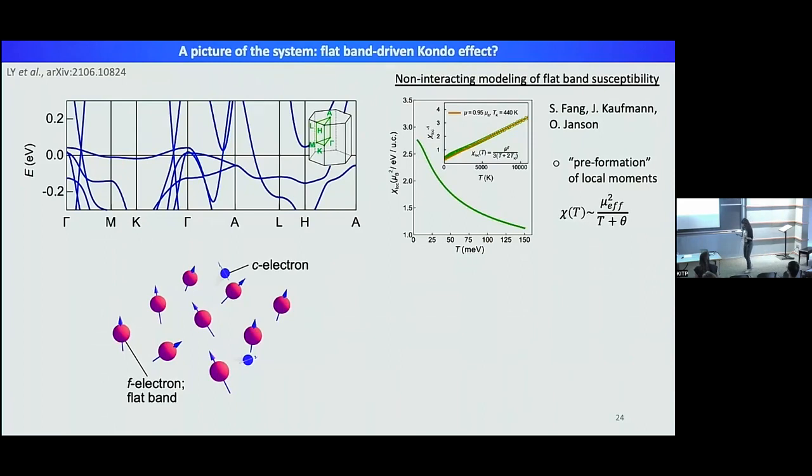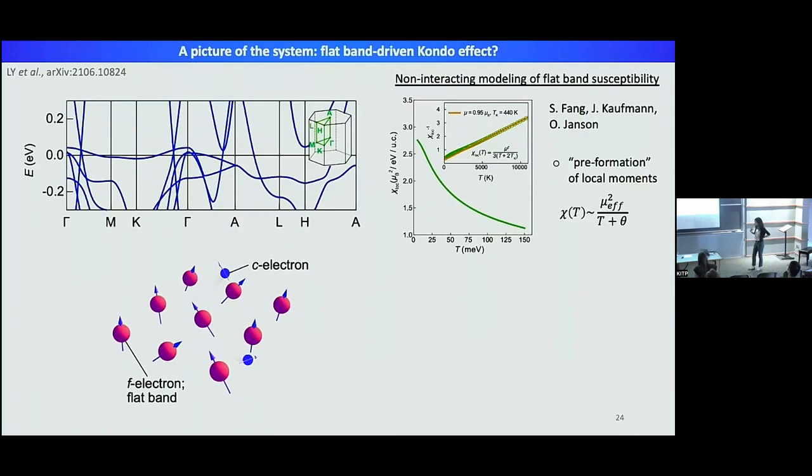What we did is a tight binding fitting of the flat electronic states at the Fermi level, and from this tight binding model, we calculated the temperature dependence of the spin susceptibility. What we see here is a rise of the susceptibility as a function of temperature. This is a funny axis for temperature because it's in milli-electron volts. So this is just a calculation. And you can find that the rise can be described by a Curie-Weiss temperature dependence.